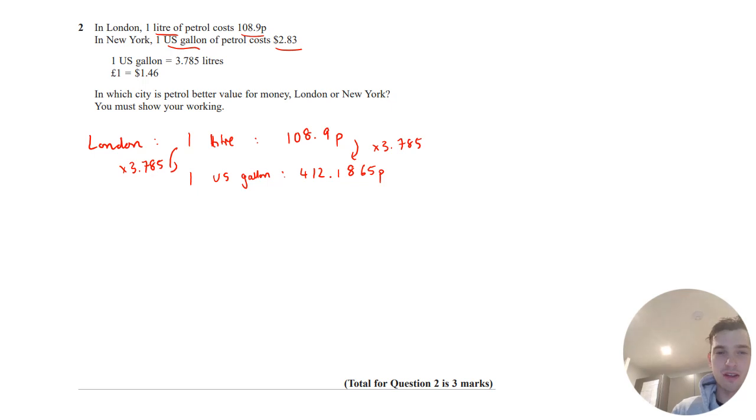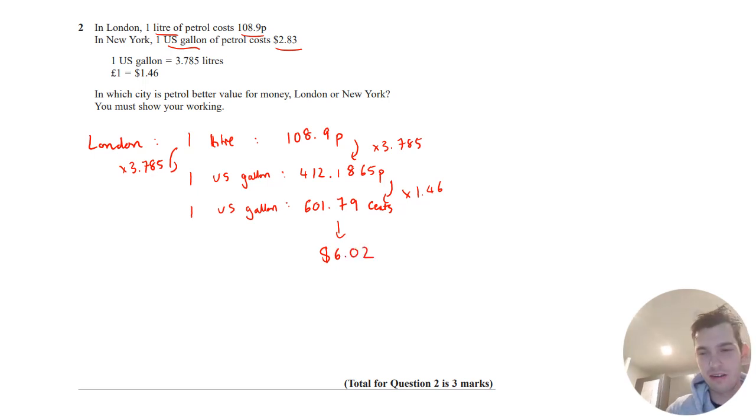So that's how much in London 1 US gallon would cost in pence. But of course, to compare it to the New York price, we need to convert that into dollars. So 1 US gallon, let's think about what I need to do here. Well, for every £1, we need to spend $1.46. So again, I'm going to need to multiply this by $1.46. And I get 601.79. That's now going to be in cents. And this is the same as $6.02 to the nearest cent.